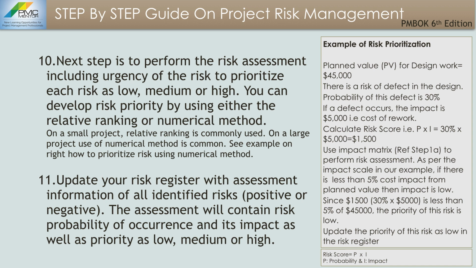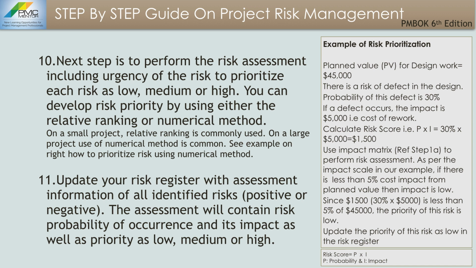Number 10, next step is to perform risk assessment, including urgency of the risk to prioritize each risk as low, medium, or high. You can develop risk priority by using either the relative ranking or numerical method. Remember that if you're working on a small project, like a 3-6 month project, relative ranking is commonly used. On a large project, use of numerical method is very common.